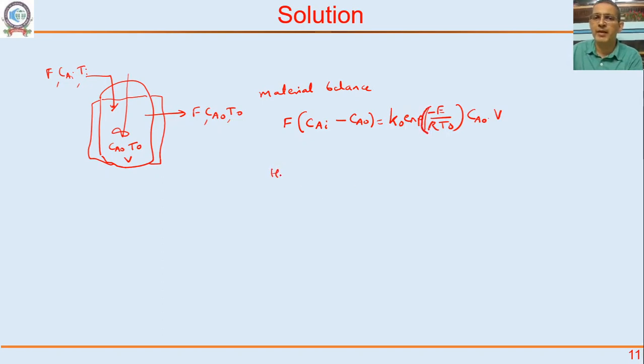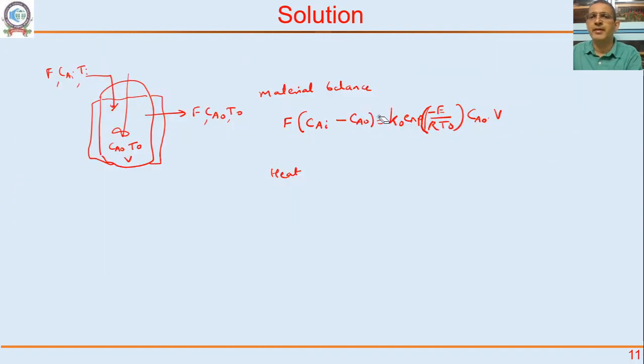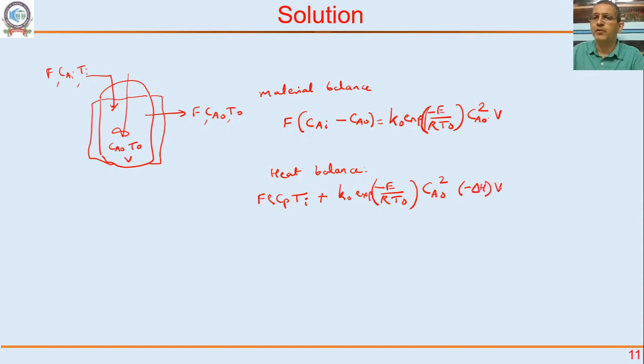Okay. Heat balance, if we write now, wait, this is a second order reaction, right? So it is K Ca square. Take care of units. Heat balance. What comes in? F rho Cp T in. What is generated? K naught exponent of minus E by R T naught, this is K Ca square, minus delta H into V.